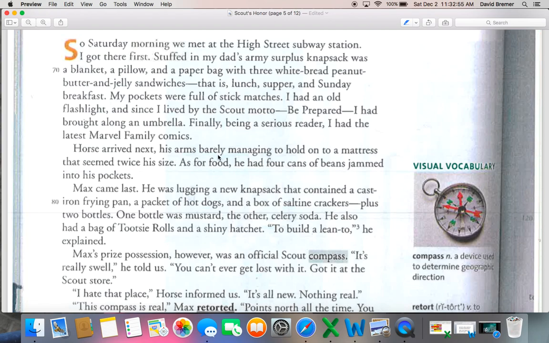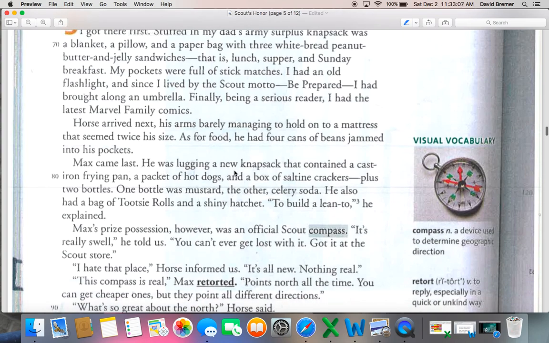Horse arrived next, his arms barely managing to hold on to a mattress that seemed twice his size. As for food, he had four cans of beans jammed in his pockets. Max came last. He was lugging a new knapsack that contained a cast iron frying pan, a packet of hot dogs, and a box of saltine crackers, plus two bottles. One bottle was mustard, the other celery soda. Now, celery soda does sound weird, but on the East Coast, it's a celery flavored soda, and that is something to this day you can get. He also had a bag of Tootsie Rolls and a shiny hatchet. "To build a lean-to," he explained.